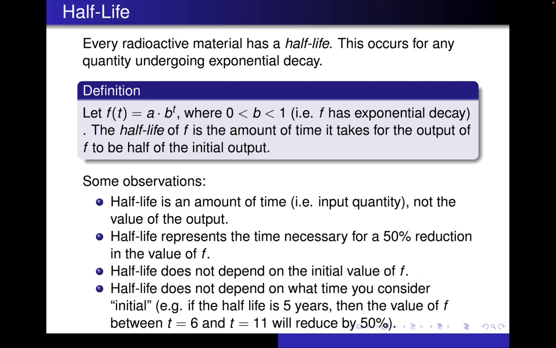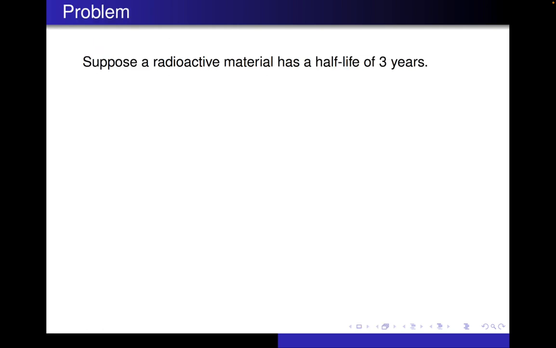But it also works if you start at, say, time equals 6. So if you look at the amount that you have at time equals 6 and then go 5 more years to time equals 11, that will reduce by 50% as well. Not 50% from time equals 0, but 50% from time equals 6. So lots of weird things happen when you talk about exponential functions, and that's just how exponential functions work. They're kind of miraculous little creatures.